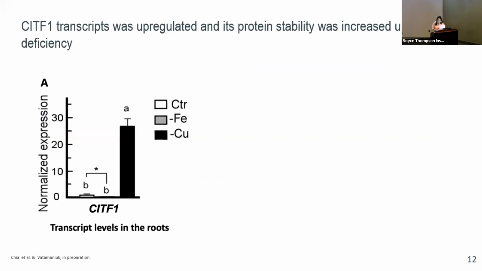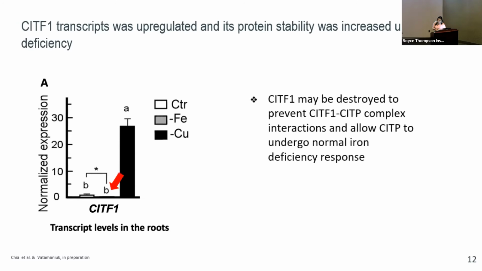So when we tested the expression and protein stability of CYP1 under copper deficiency, we found that the CYP1 transcripts were upregulated almost 30-fold. And we can also see that no CYP1 is expressed in iron deficiency. This is very important for our hypothesis because under normal iron deficiency response, CITP is upregulated to tell our transporters to uptake minerals. If CYP1 is upregulated as well, and if our hypothesis was true, then CYP1 could steal CITP from doing its job and form the complex. And so we think that the plants are destroying CYP1 to be able to allow CITP to undergo normal iron deficiency response.